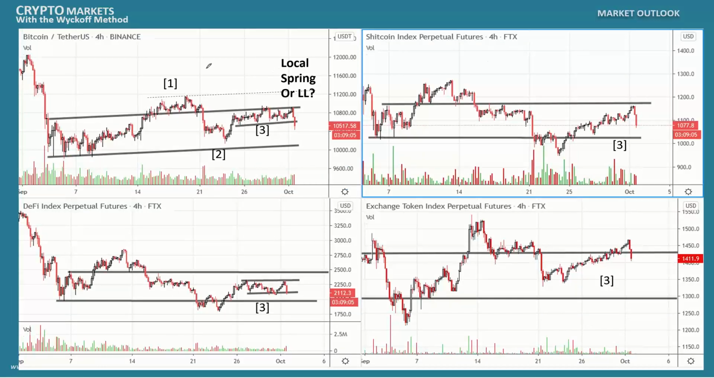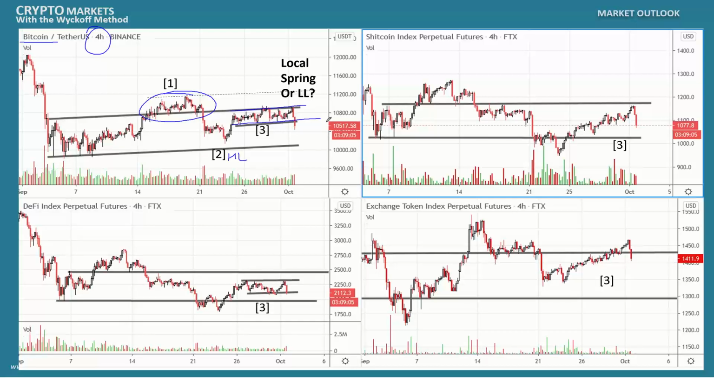So here the first chart is Bitcoin. As we can see on point 1, we see some kind of strength in phase B. At point 2, there's a possible phase C, and then at point 3, a local range. This is what we call a principle within the principle.